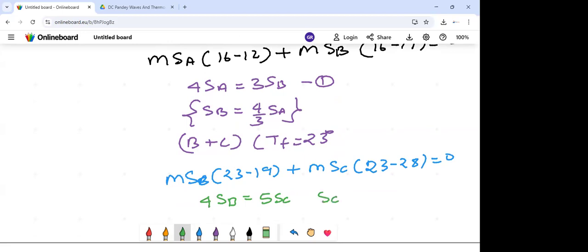So we are getting specific heat of C equals 4/5 times of specific heat of B. And specific heat of B, we have already written, is 4/3 times of specific heat of A. So it will become 16/15 times of specific heat of A. Is that clear to all of you? What I have written on the whiteboard?